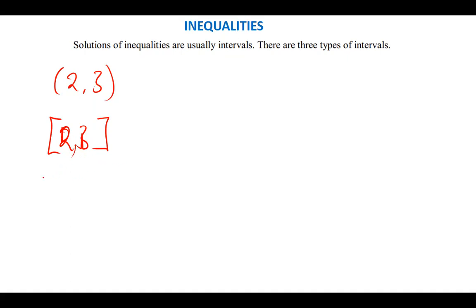Then when you have this, (2, 3], we're talking about numbers between 2 and 3, and 3 is also part of the set, but 2 is not part of the set. Then when you have something like this, [2, 3), this implies that 2 is part of the set, and 3 is not part of the set.